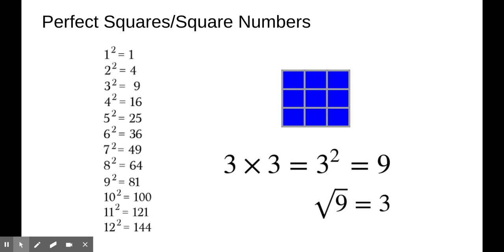In grade 7, students should become familiar with the common perfect squares from 1 to 144 as listed on this slide, as well as their associated square roots.